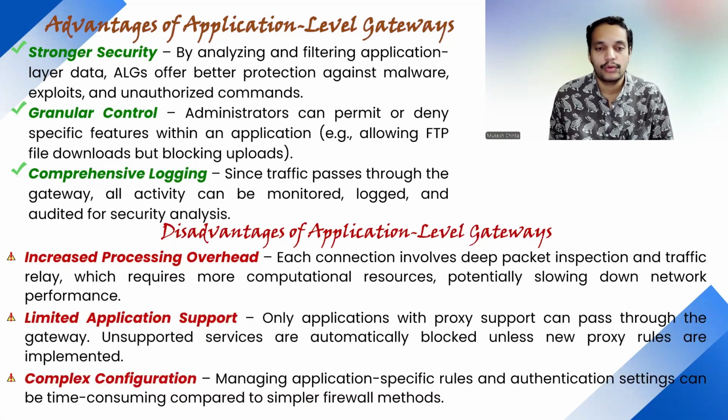And the remaining two limitations are, it does provide limited application support only. Only applications with proxy support can pass through the gateway. Unsupported services are automatically blocked unless new proxy rules are implemented. The final thing is these ALGs are complex to implement. Managing application specific rules and authentication settings can be time consuming compared to simpler firewall methods like your packet filters or even stateful inspection firewalls.